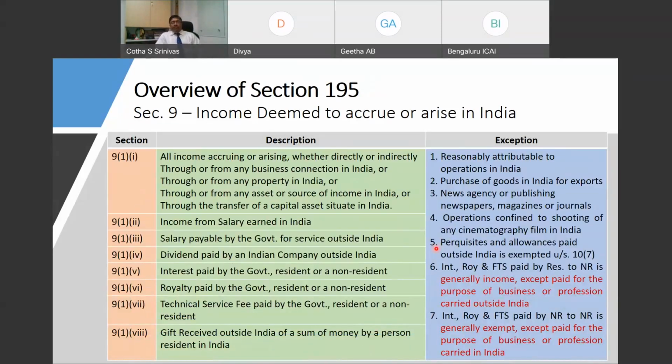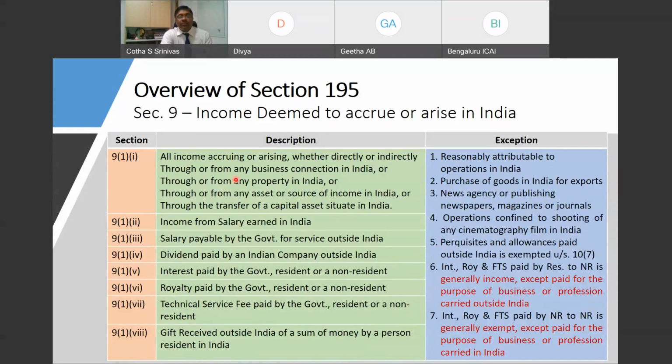Now, if I have to quickly run through this section 9, which talks about income deemed to accrue or arise in India. I think already we are at 5:30. I'll just quickly run through this. So there are 8 subsections in 9.1, 9.11 to 9.18.